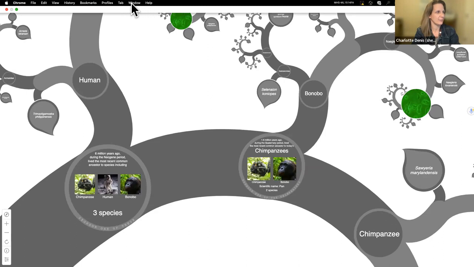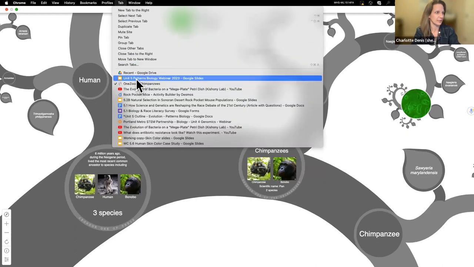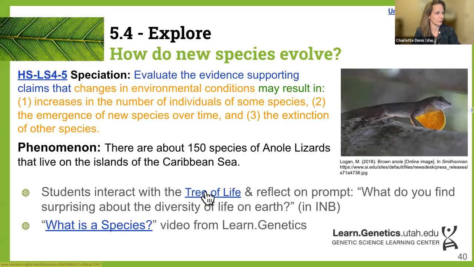And I've been wanting to try and figure out a way that we could have some kind of investigation using this tool. It's really, really neat. But I let them just play around with it for a while. There's a prompt in the INB that asks them what they find that they think is surprising about the diversity of life. Then we show a quick video from Learn Genetics.